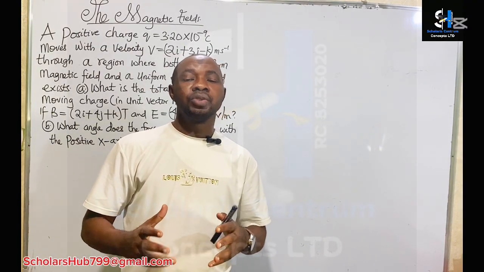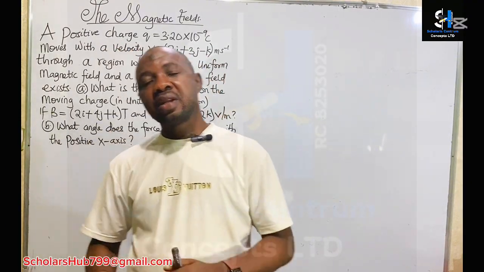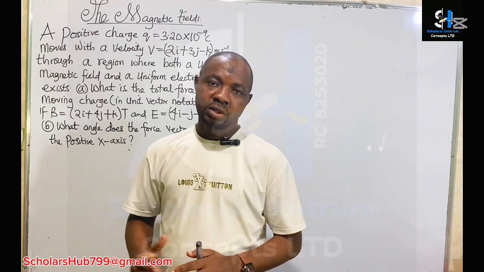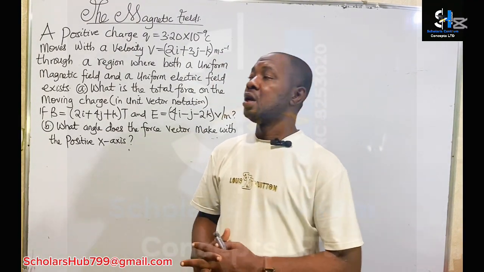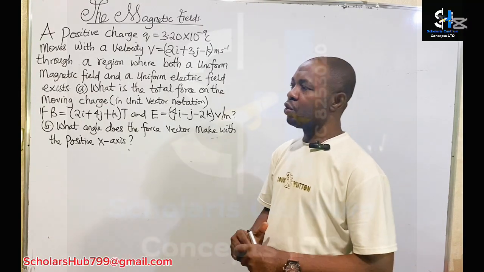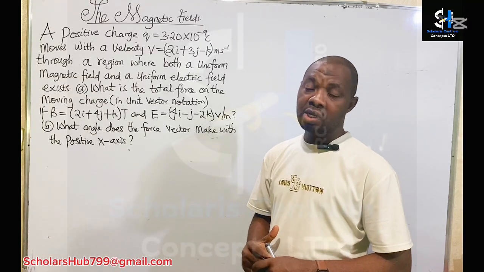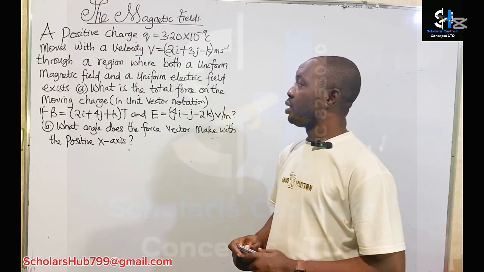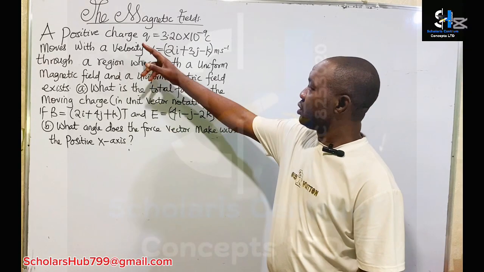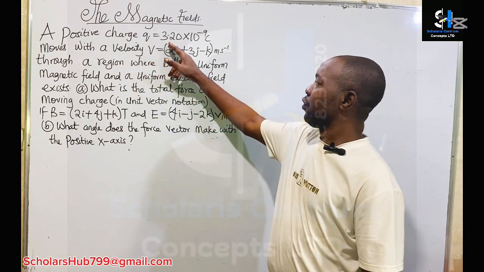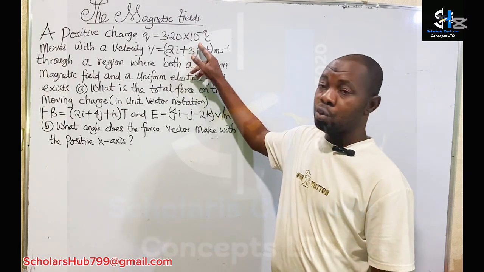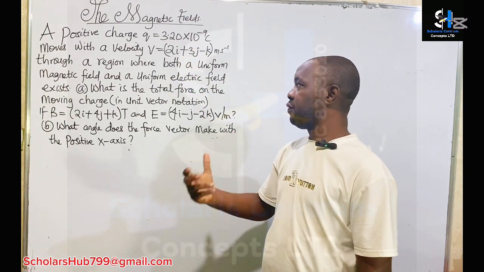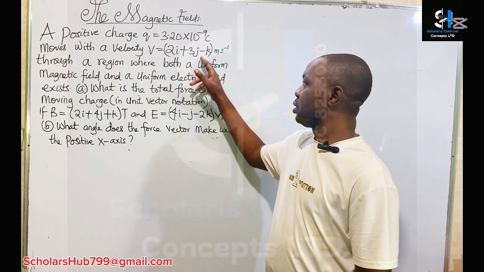All right, so today we have another very nice question about what we call the magnetic field. This is a question about what we call the Lorentz force. That's the Lorentz equation. Now the question reads: a positive charge Q equals 3.20 times 10 raised to the power of 9 coulombs moves with a velocity v equals this.